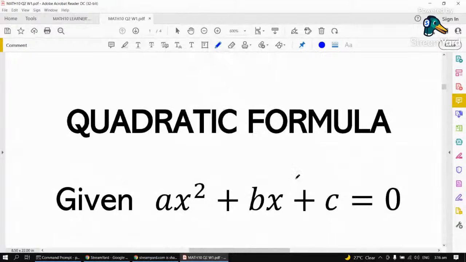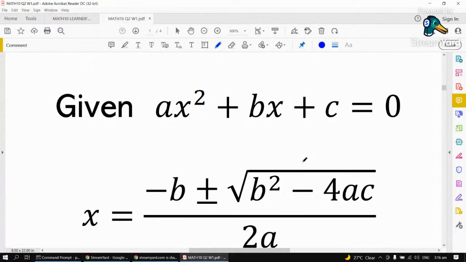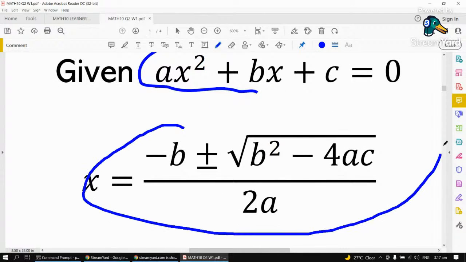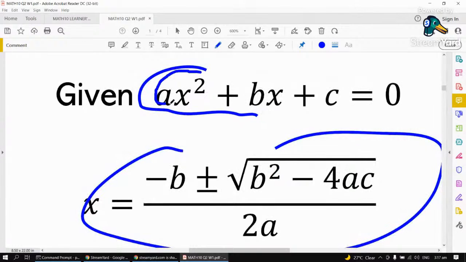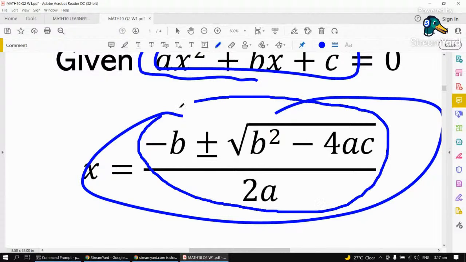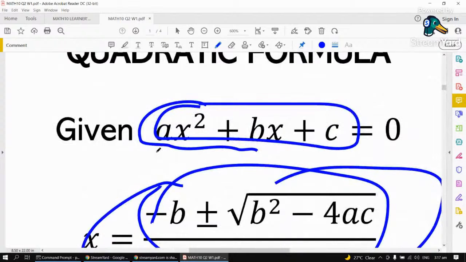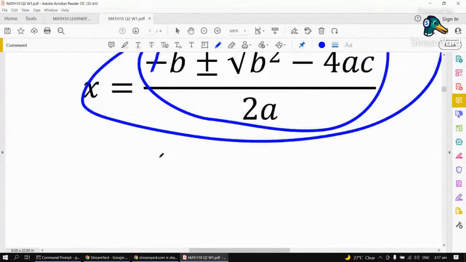And then, pwede rin tayong gumamit ng quadratic formula. So, given this standard form quadratic equation, meron tayong ax squared plus bx plus c. So, ito 'yung quadratic formula. Kukunin lang natin 'yung mga values sa loob nito, and then pag kinompute natin 'to, ibibigay nito ang lahat ng sagot, ang root. Ibibigay niya na 'yung root.